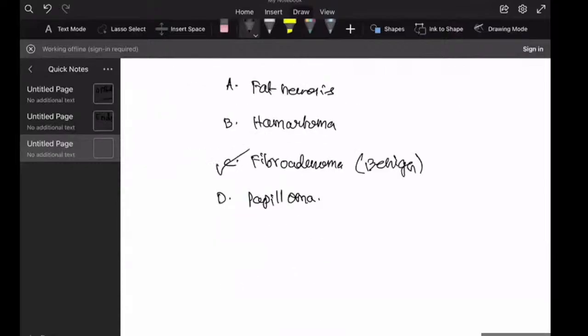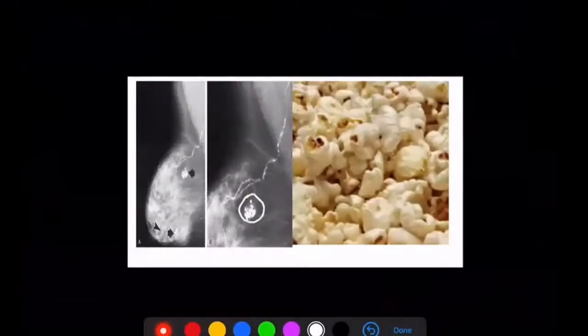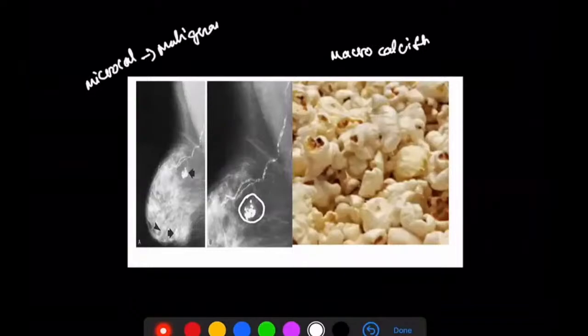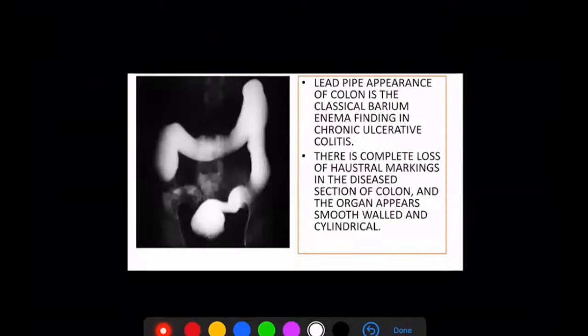Here we have the image of the popcorn calcification. It's a well-defined mass. You can see this is micro or macro calcification? Macro calcification. In breast cancer, if there is micro calcification, it's going to be malignant. Macro calcifications, these popcorn calcifications, are seen with fibroadenoma. Okay, so this one is very important.